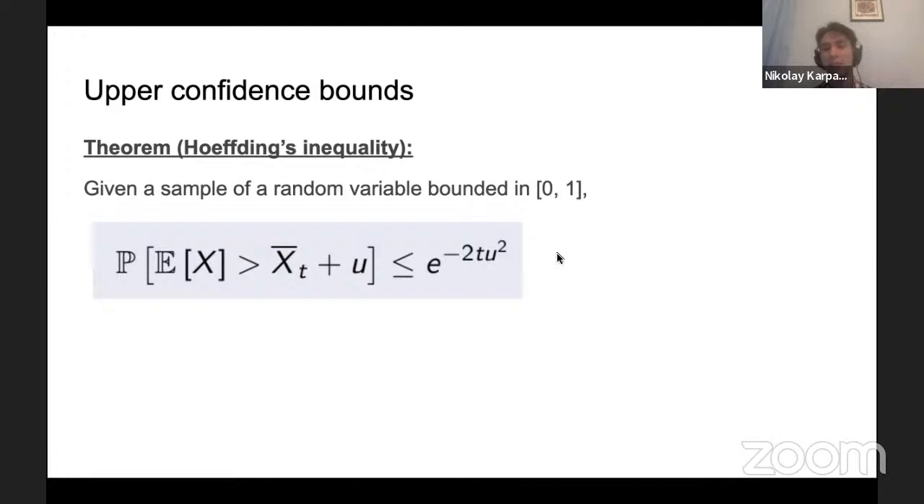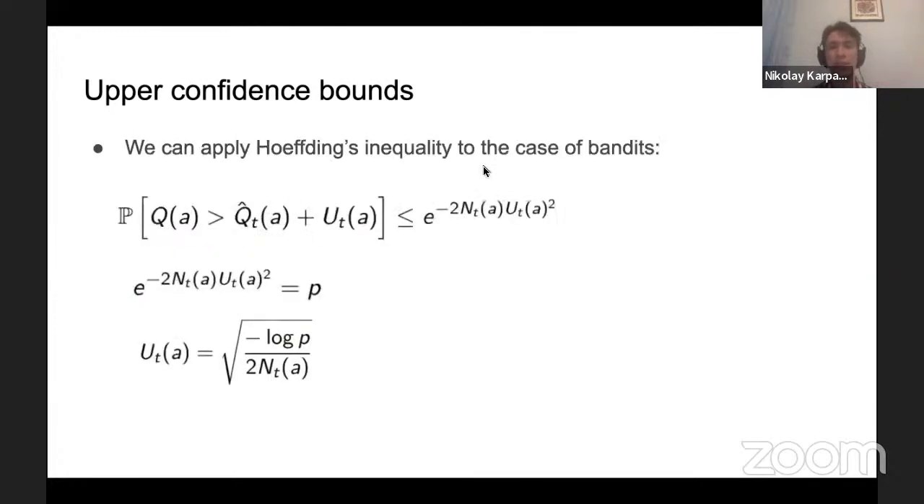So if the sample size becomes large enough, then given a fixed U, given a fixed deviation, the probability that the true expectation is very different from the sample mean converges to 0 in the limit. So we can apply this inequality and get upper confidence bounds.